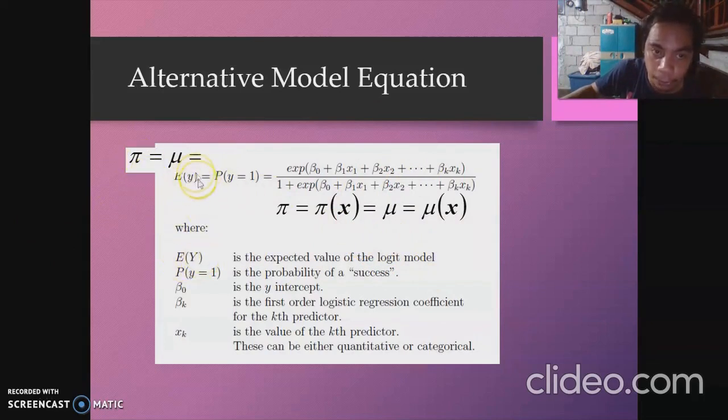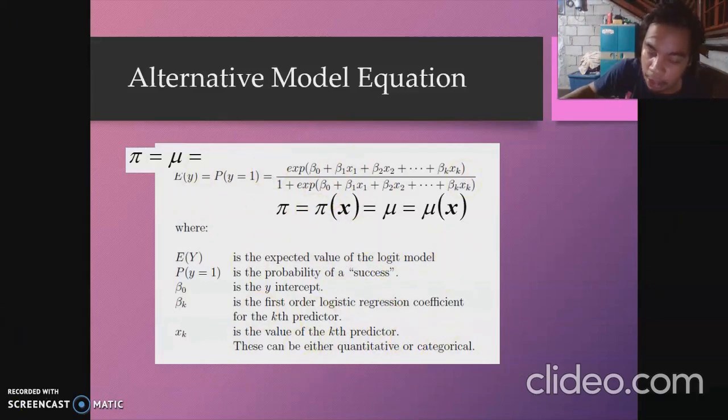E(Y) here is the expected value of the logit model. Okay? And P(Y = 1) is the probability of success, the counterpart of pi in the earlier logistic model. The rest is also the same: coefficient 0, coefficient K, and XK is the value of the K predictor.